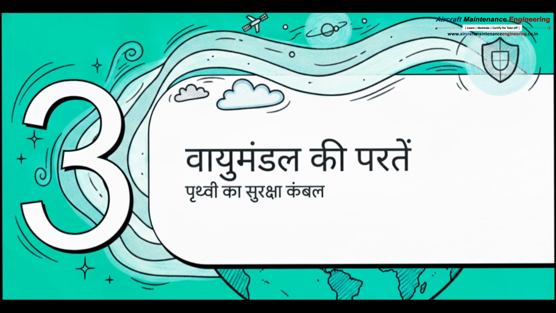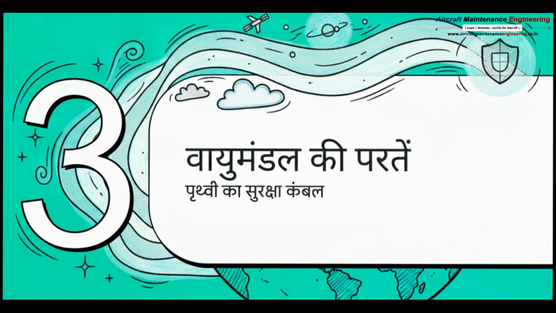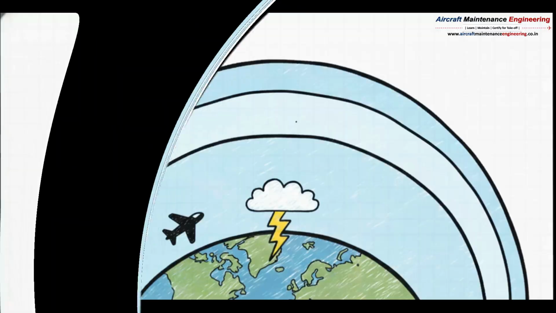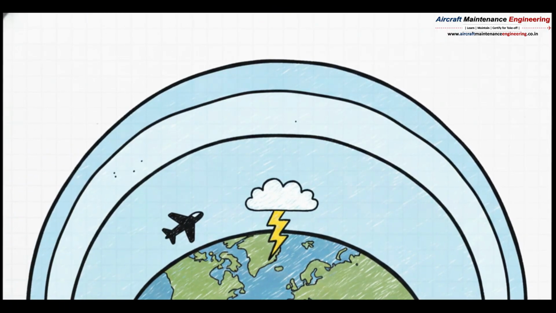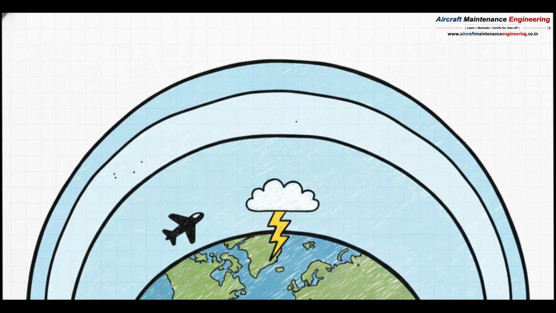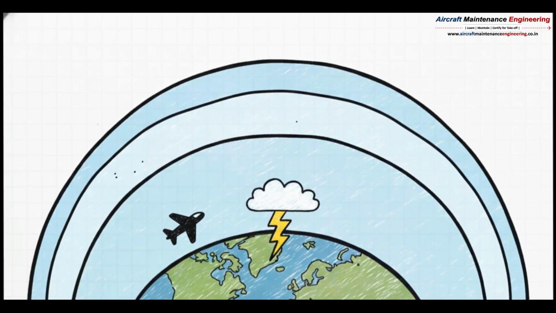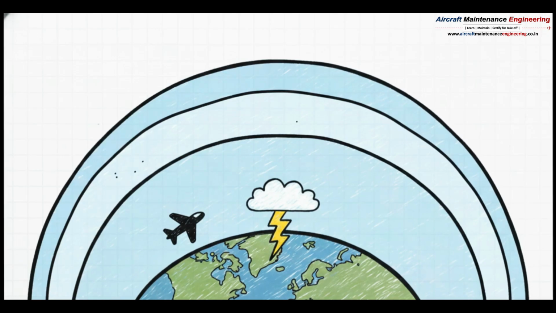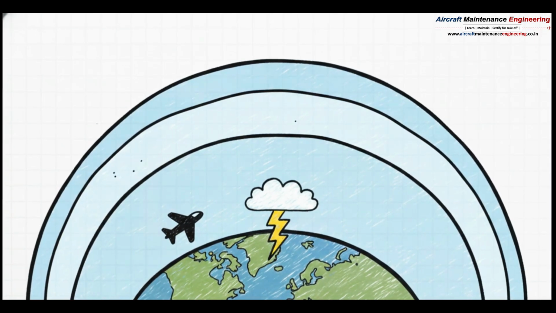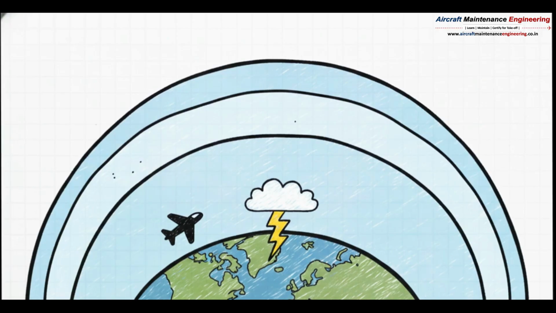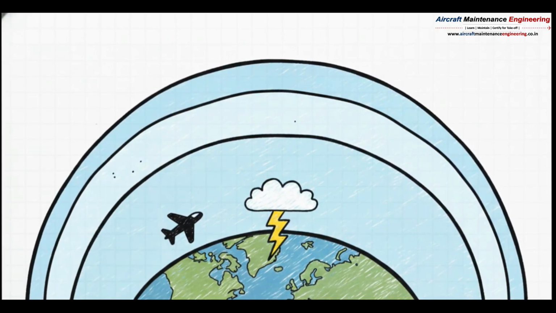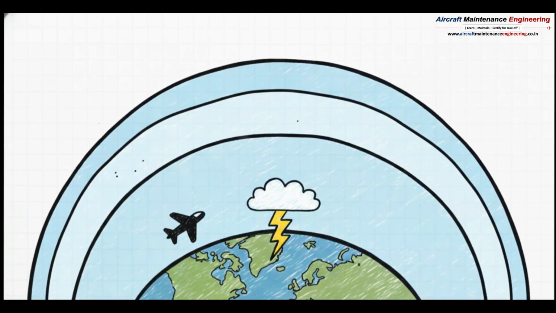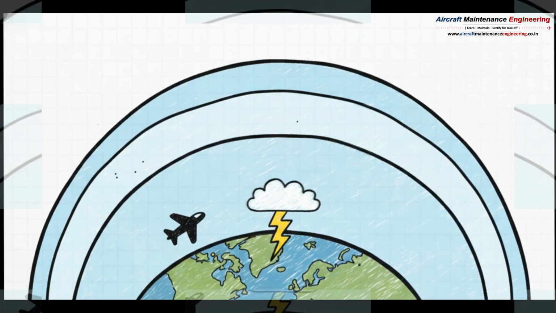Moving right along to Section 3, Layers of the Atmosphere. Let's break down the Earth's protective atmospheric blanket. The Earth's atmosphere is primarily divided into four layers: the troposphere, stratosphere, mesosphere, and thermosphere. From a strictly DGCA examination perspective, the troposphere is the most vital one to focus on. Why? Because it is the lowest layer where all the weather changes occur, clouds form, and most commercial flights operate. This makes the troposphere, along with its upper boundary, the tropopause, highly testable topics.